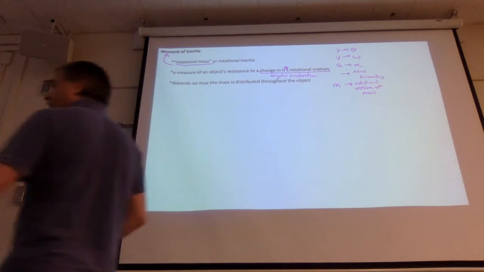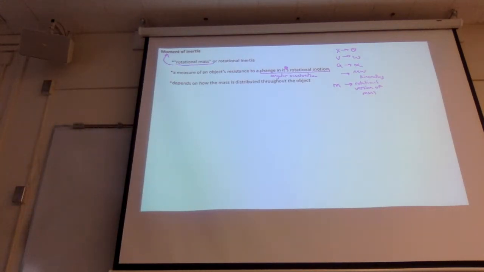So here's the way that I'm going to have to illustrate this. I'm going to take this slide and the next slide, which is completely blank except for a title up there, to go through a series of steps that builds up into explaining what we mean by moment of inertia. It depends on how the mass is distributed throughout the object. So it's not just about how much mass is there, but about where it's located.